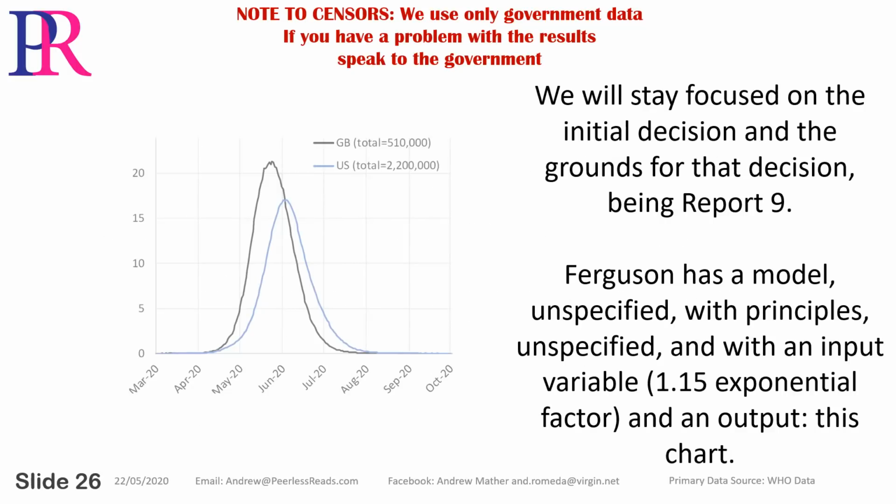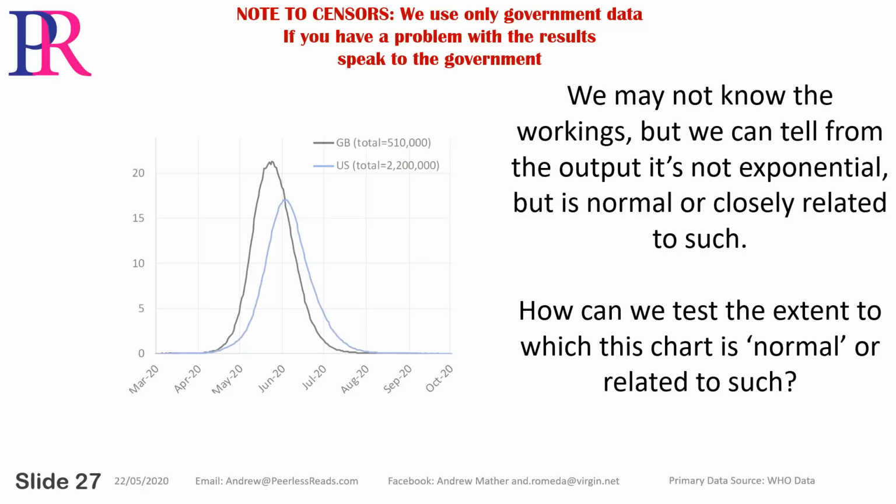We will stay focused on the initial decision and the grounds for that decision being Report 9. Ferguson has a model, unspecified, with principles unspecified, and with an input variable, a 1.15 exponential factor, and an output, this chart. We may not know the workings, but we can tell from the output it's not exponential, but it's normal or closely related to such.